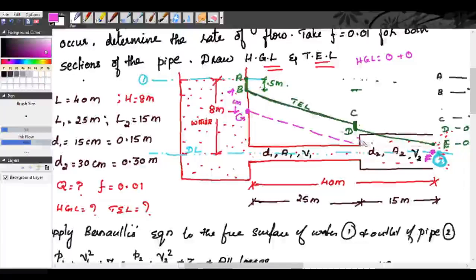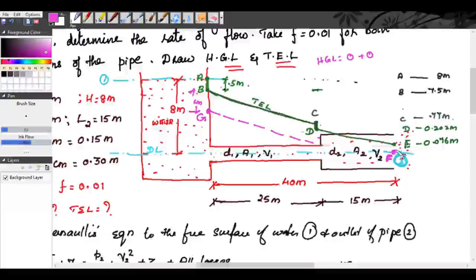So this is 0.076 from here, right? So you draw a line parallel to DE. Now take this point as H. So join these both and take this point as I. Now this is your hydraulic gradient line. So your hydraulic gradient line is GHIF. Okay, so this is how you need to draw the hydraulic gradient line.